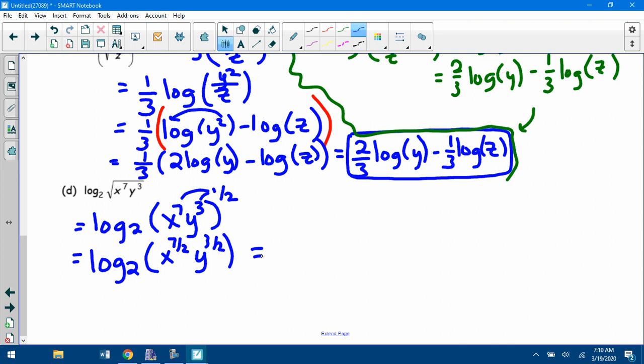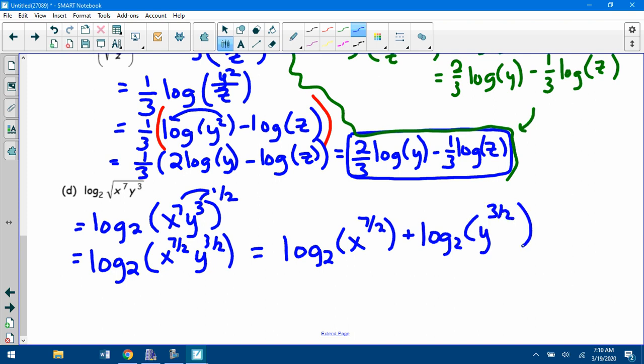Okay, now let's start using log properties. Everything being multiplied, divided, or raised to the same power. Everything's being multiplied. So 1 log multiplied becomes 2 logs added. So log base 2 of x to the 7/2 plus log base 2 of y to the 3/2. And then I can use the power rule. So I'm going to have 7/2 log base 2 of x plus 3/2 log base 2 of y.